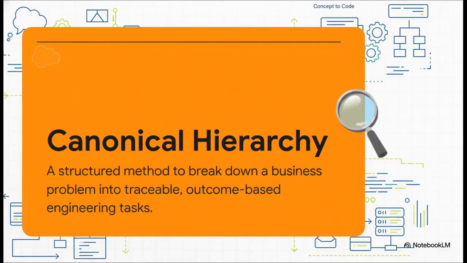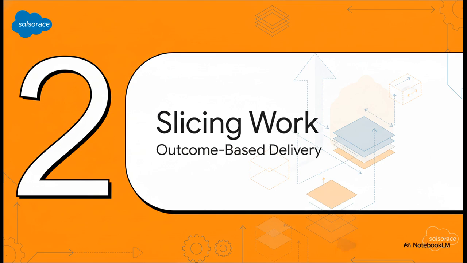So let's just put a formal definition on it so we're all on the same page. The canonical hierarchy is a structured method for breaking down a business problem into traceable, outcome-based engineering tasks. And the goal is so simple, but it is so powerful, to make sure absolutely nothing gets lost between that initial concept and the final code. Okay, so that's the theory. Now let's get into the practical side.